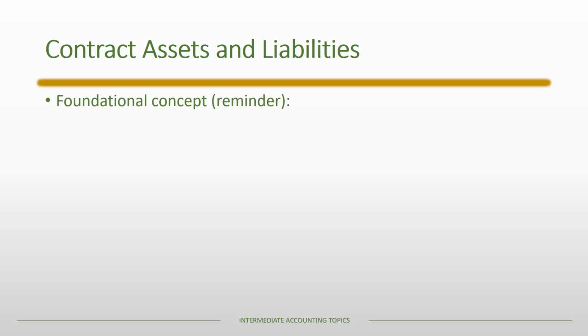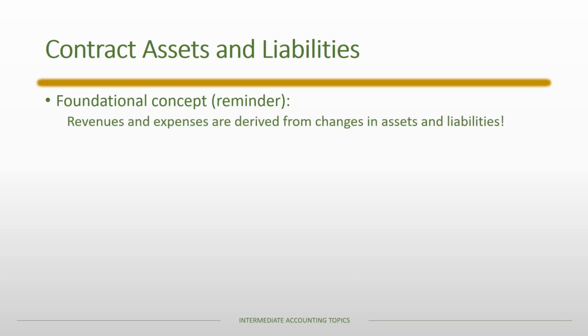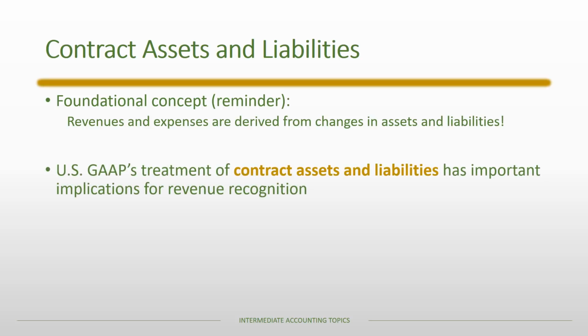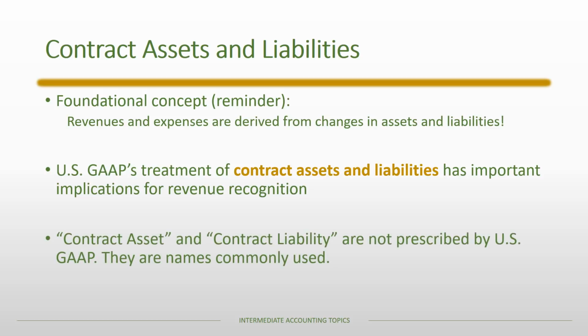Just before we get into each one, I think it's important we remind ourselves of the conceptual framework. Basically the idea here is that revenues and expenses are derived from changes in assets and liabilities. This is something we've talked about a lot and something that should be ingrained in you as an intermediate accounting student. So revenues and expenses are derived from changes in assets and liabilities. This is really important. And so under US GAAP, the way that we treat contract assets and liabilities does have important implications for revenue recognition.